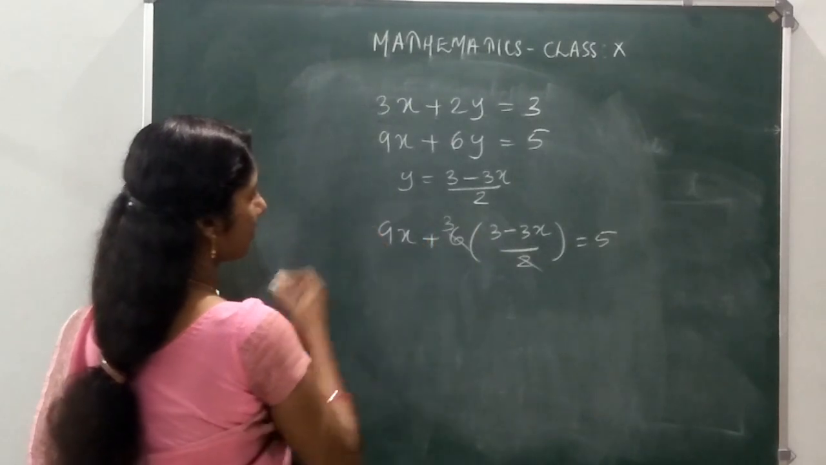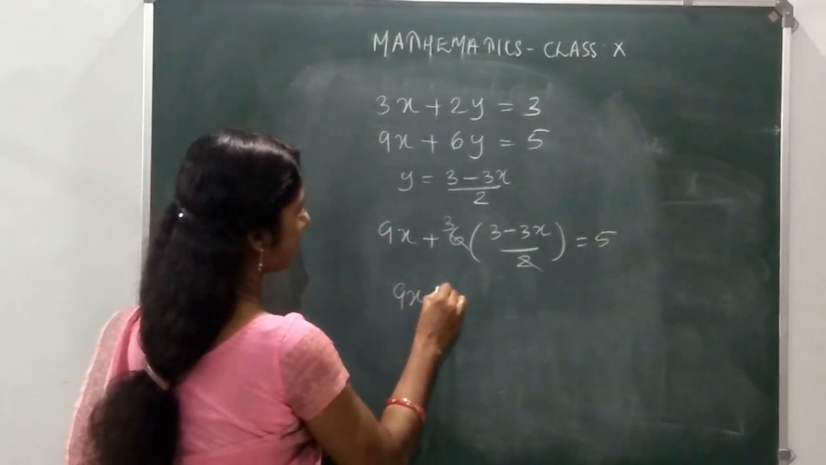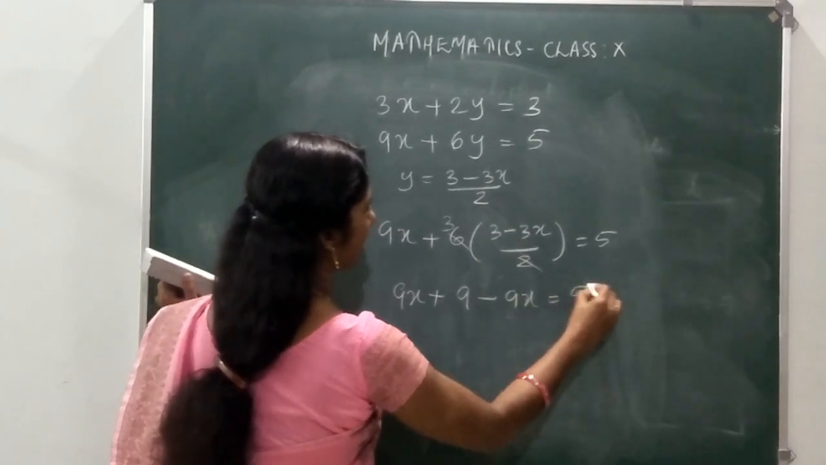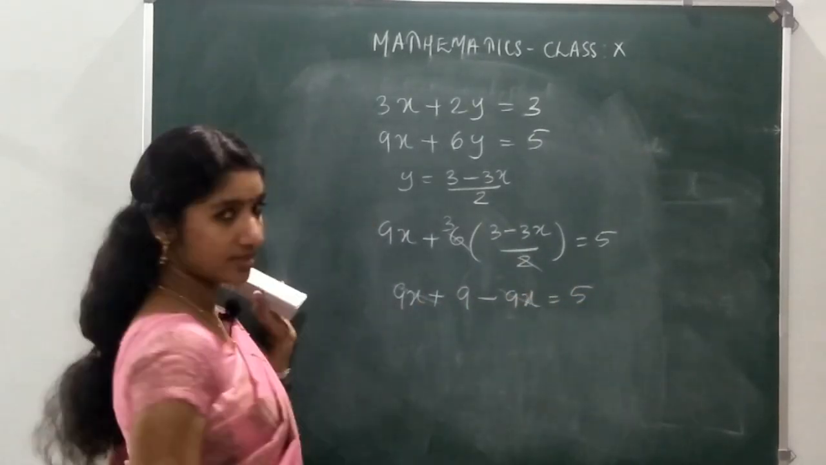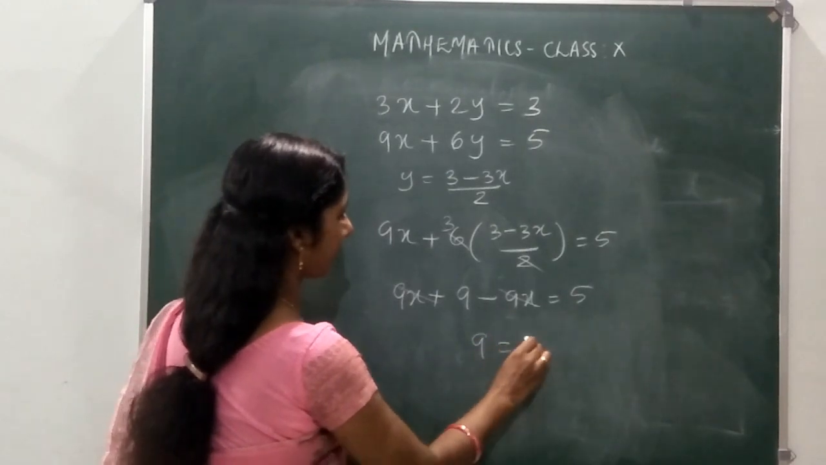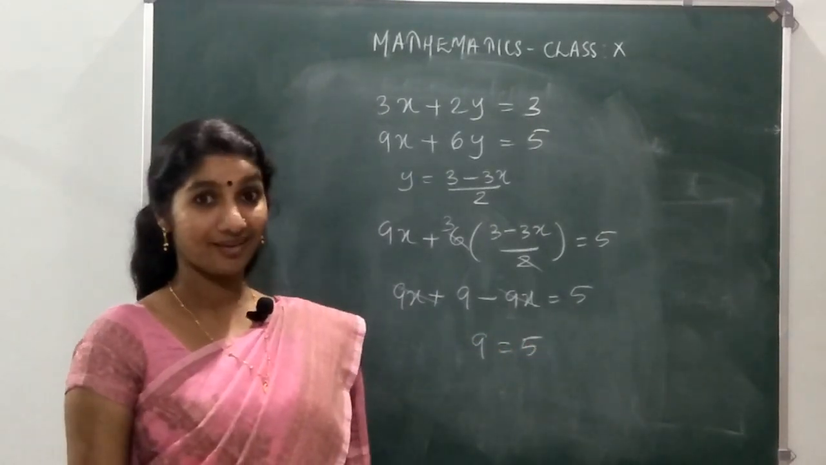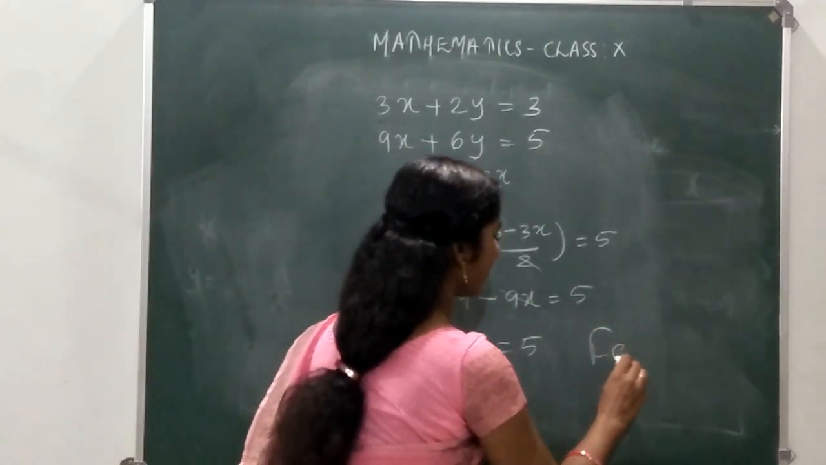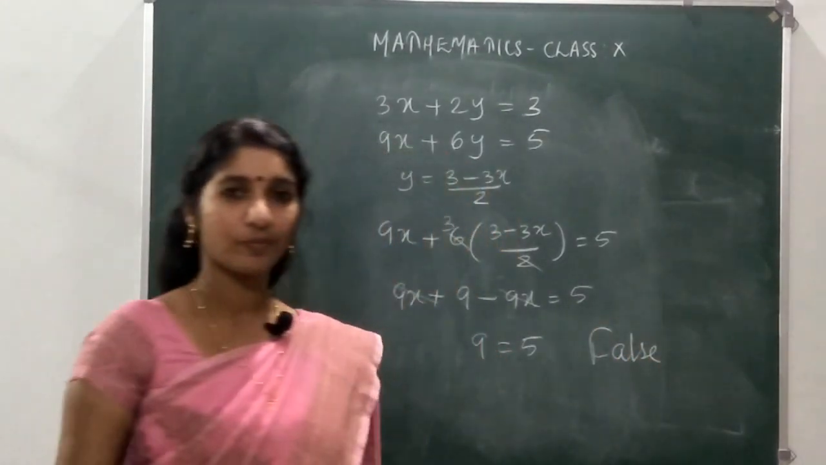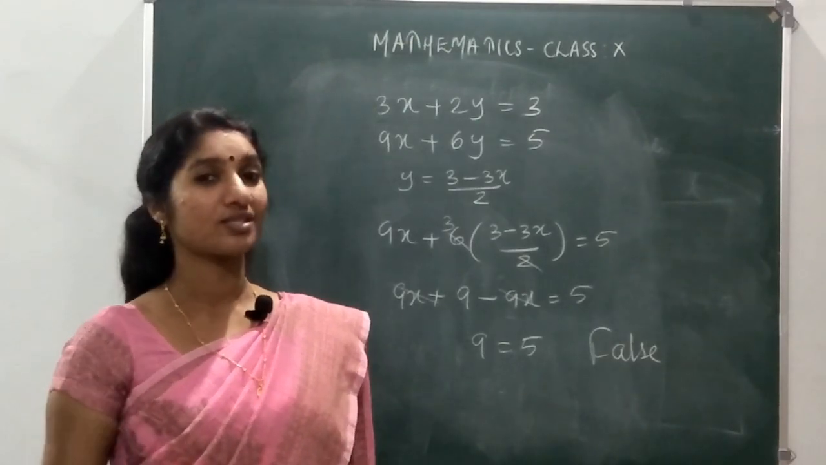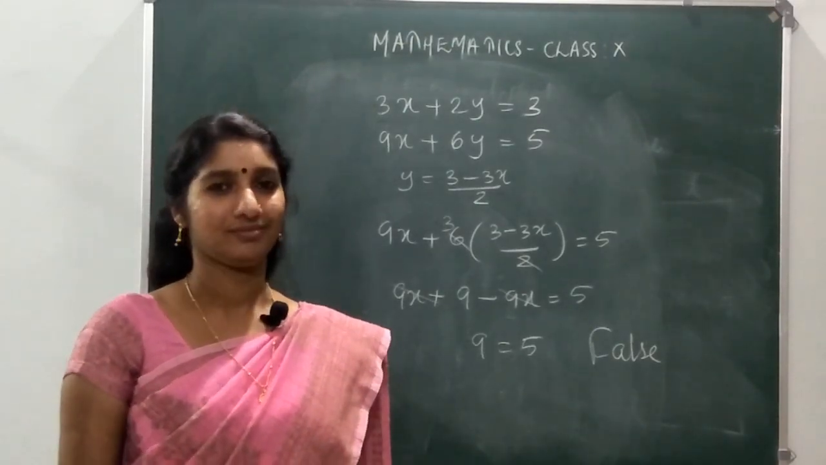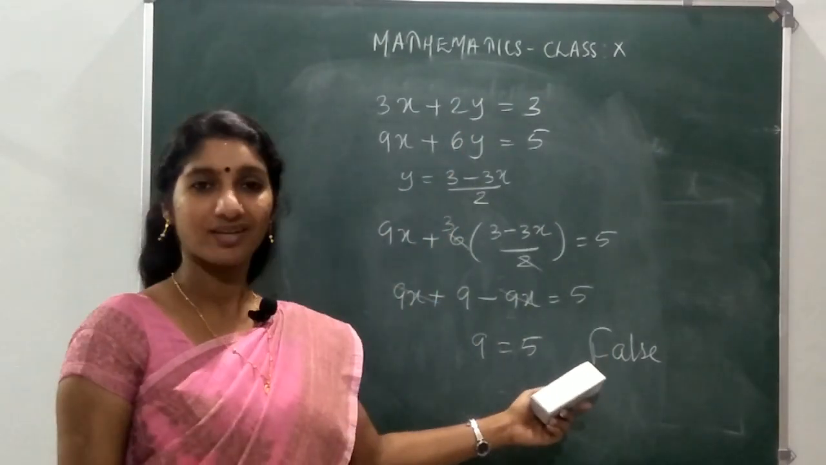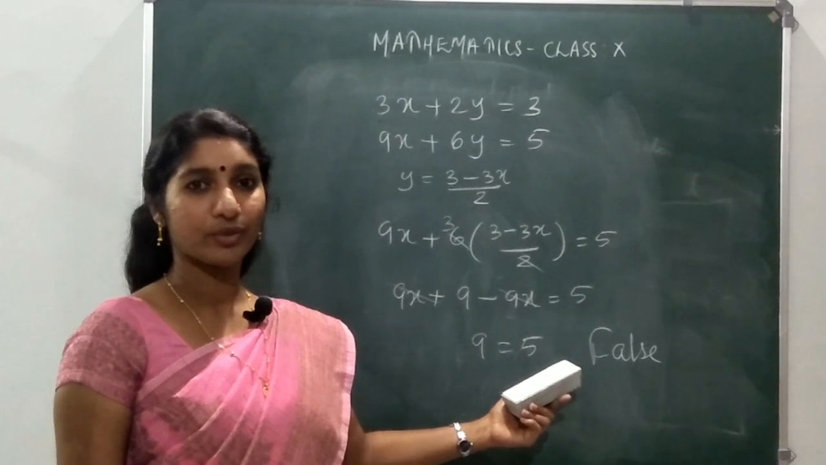This we can cancel. 9x plus 3 3s are 9, minus 3 3s are 9x, equal to 5. Plus 9x minus 9x cancelled. So we are getting 9 equal to 5. See, 9 equal to 5 we got, which is a false statement. Why did it happen so? Because these two equations do not have a solution. For these two equations, no solution. That is why we reached a false statement while doing the substitution method.